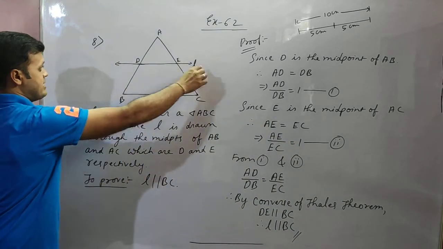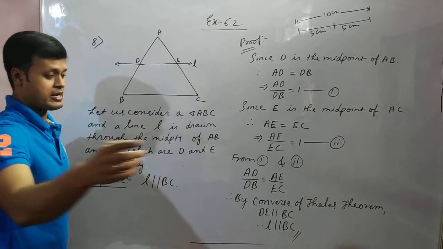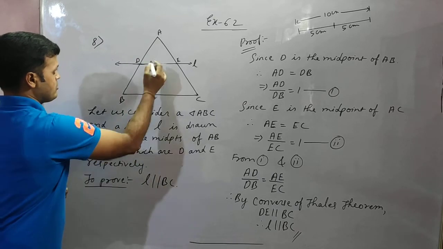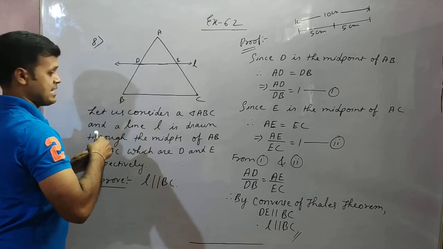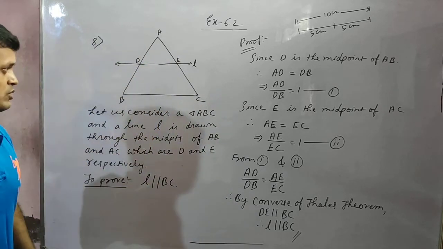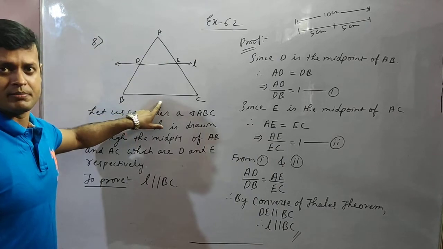That means if this line is dividing this line and this line in the same ratio, students, if this line L, I'm talking about this line L, if this line L is dividing AB and AC in the same ratio, that means this line has to be parallel to BC, isn't it?